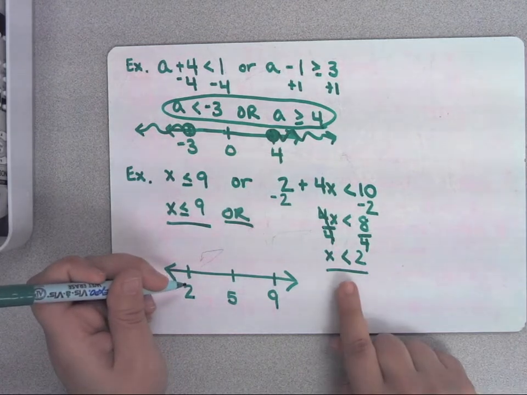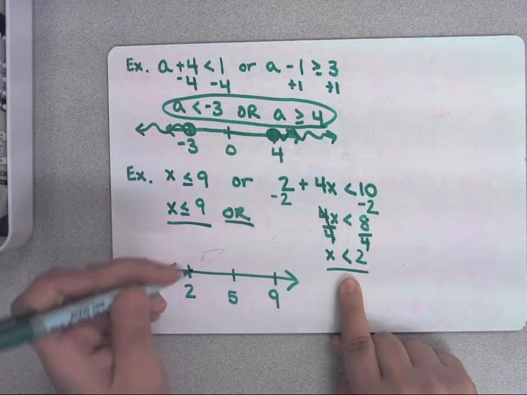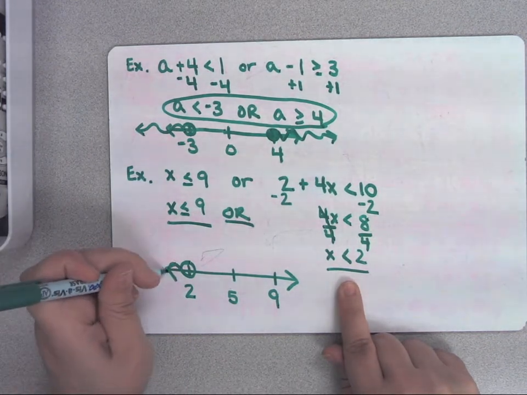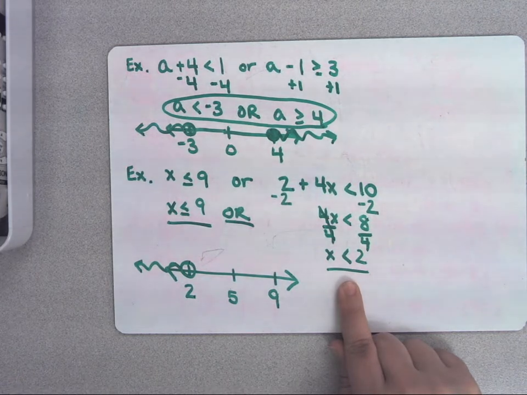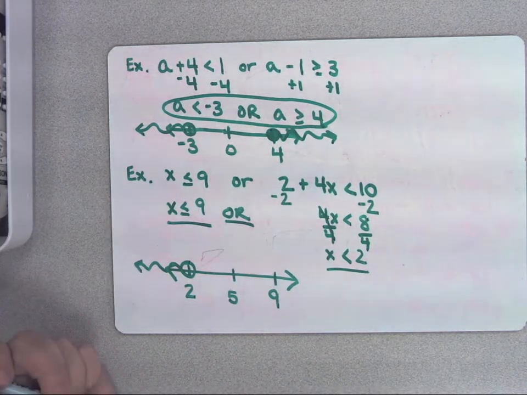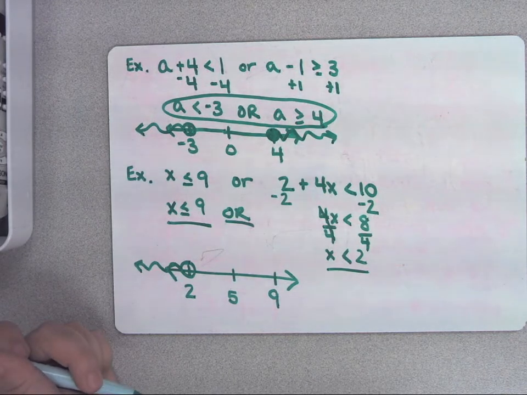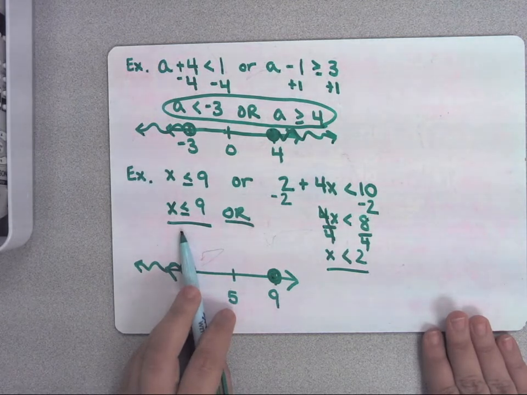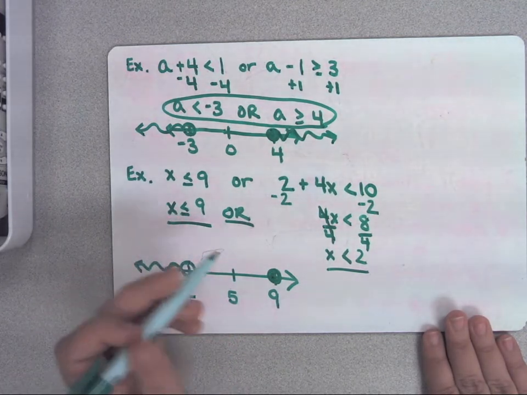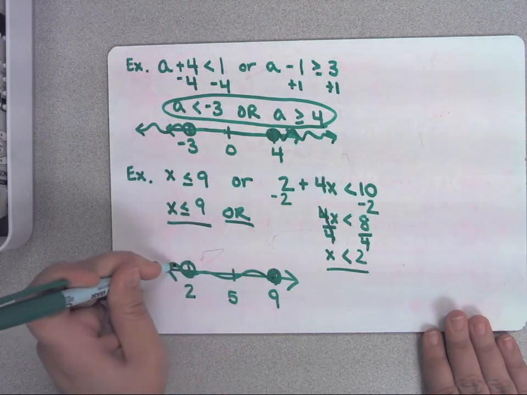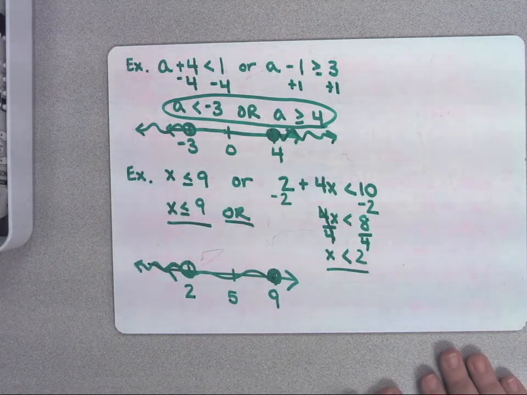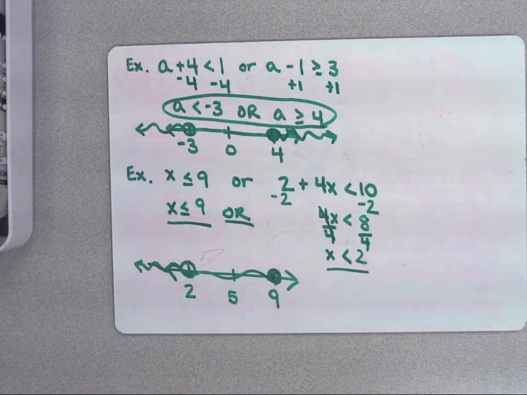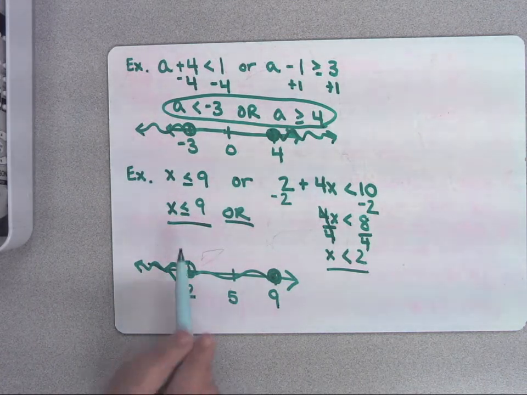The 2. Look at the 2 inequality. Open or closed circle? Open. Which way is that one wiggling? Left. Okay. The 9. Open or closed circle, Connor? Closed. Which way is that one wiggling? To the left also. So what happens here? They connect.